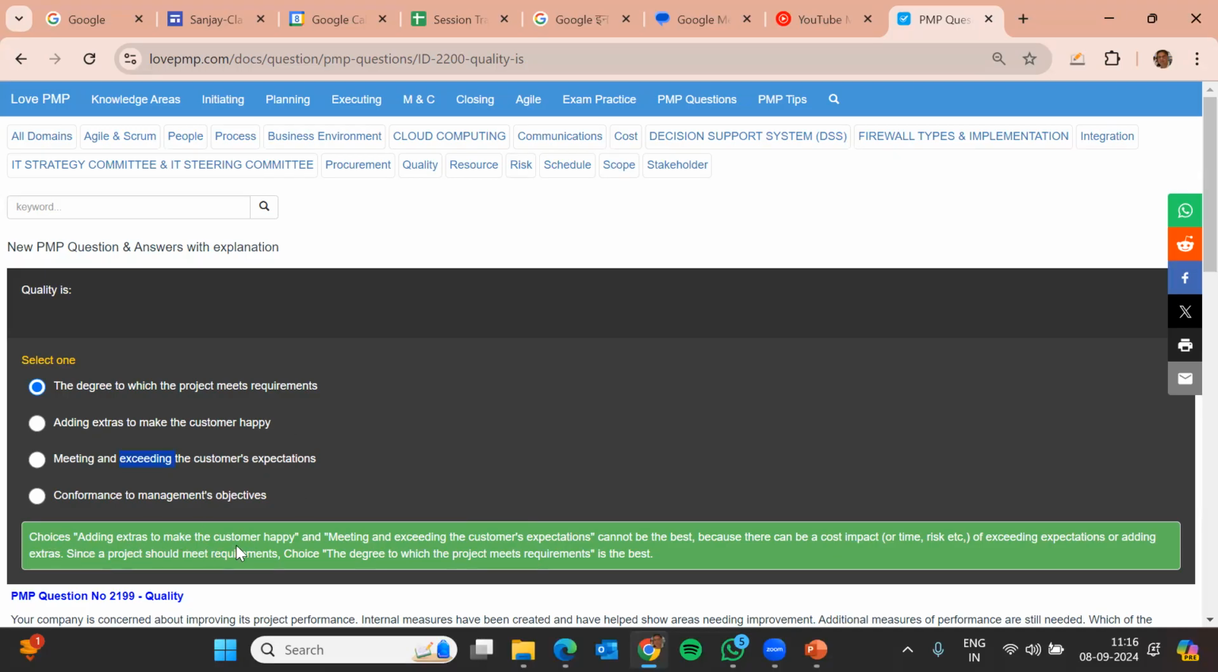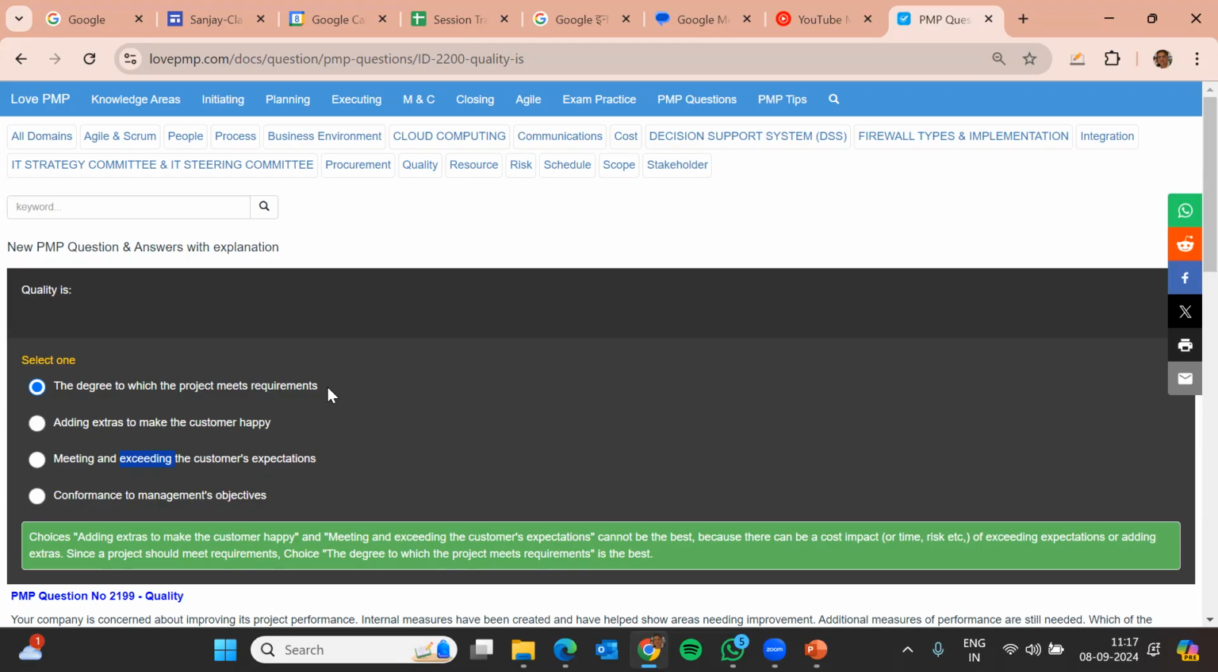Adding extras to make the customer happy and meeting exceeding cannot be best because this can impact the cost. Yes, cost. Or exceeding expectation or adding extras. Since the project should meet the requirement, degree is the best. And look at it, it is always the best. The piece which is missing here, I would have been more happy to choose this, is if you would have said meets the requirement and the product is fit for use. Then I would have been very happy.